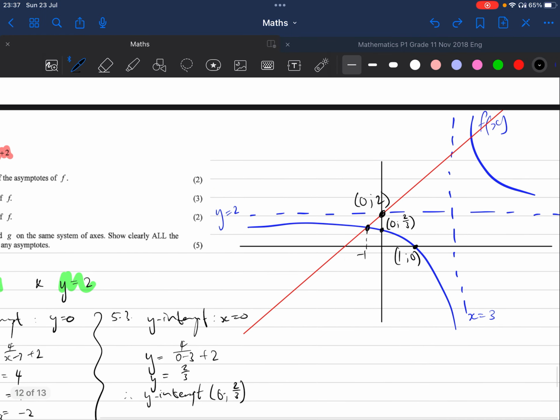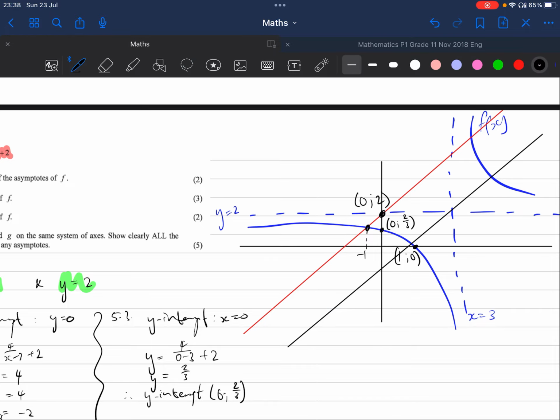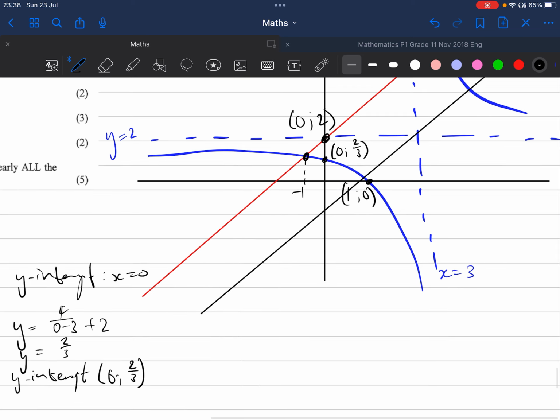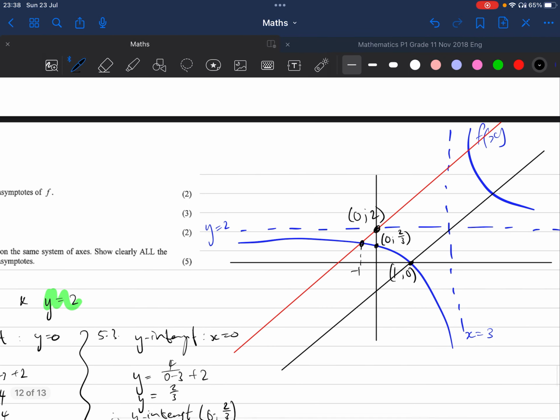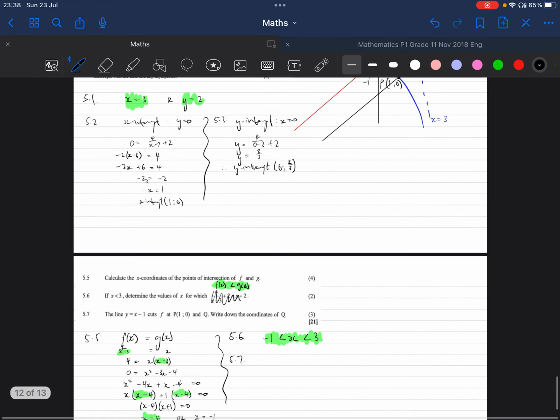So here's a line y equals x. It cuts at the origin, and then I moved it down by 1. So our question is, at what points do they intersect? We were told that it intersects at 1 and 0. So here's 1 and 0 actually already drawn on, which was the x-intercept. So this point is point P, and then we have to find point Q. Okay, so let's do that.